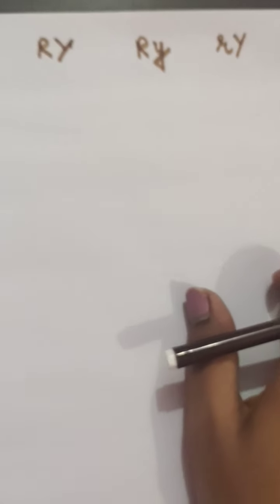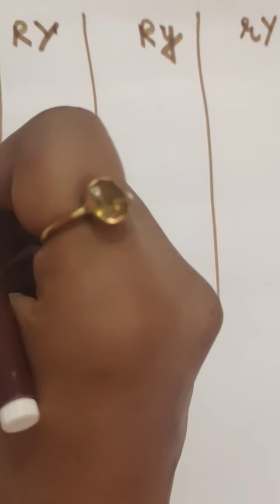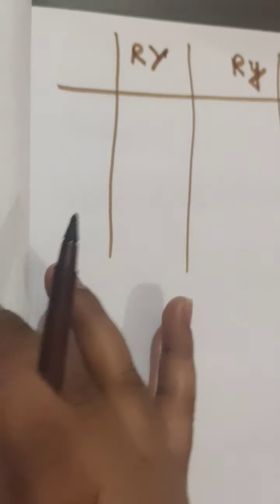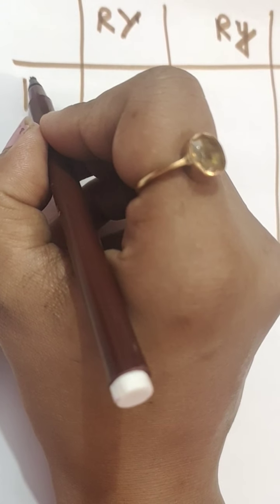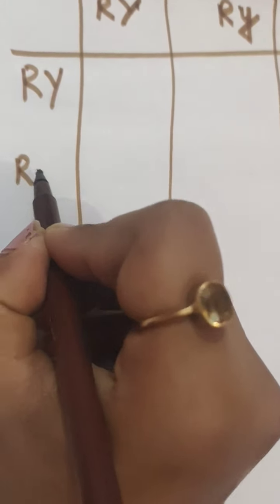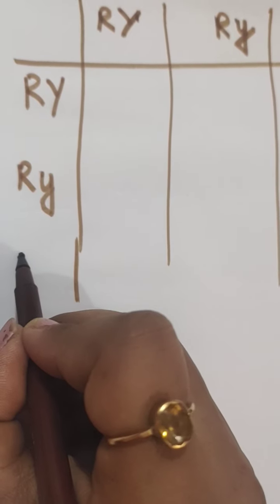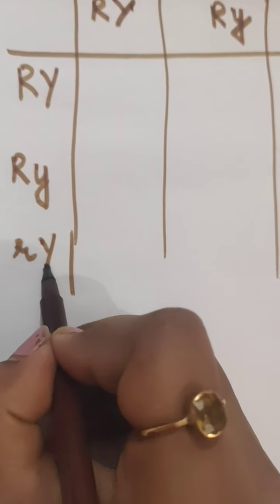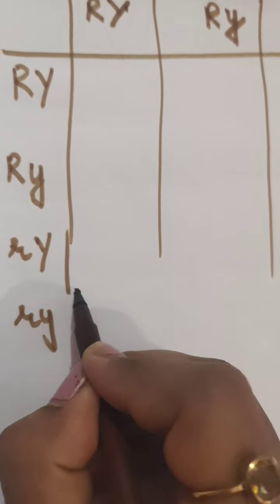Same. Okay, then we will make a box kind of a thing, and here again we'll write the same thing, which is capital R and capital Y, then capital R and small y, then small r and capital Y, and small r and small y. So there will be a fusion of gametes. Now it will be more easy to understand in this manner.